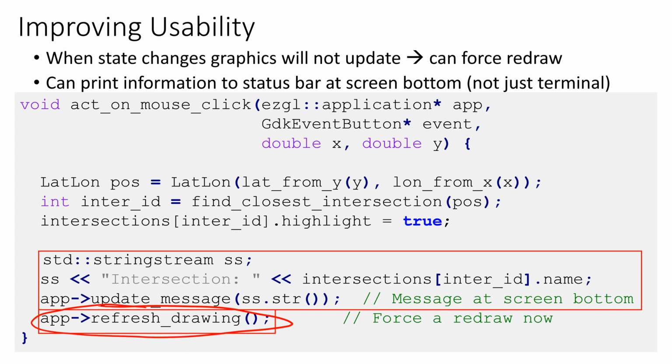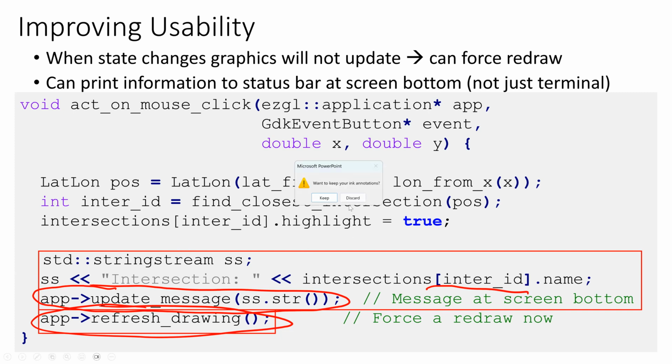The other thing I'm showing you here is I know the intersection ID, and I'm doing a little bit of string manipulation here. So I put it in a string stream to format it. And then I'm calling another function the EasyGL application has called update message. So I'm basically going to put this message, intersection, and then the name in the bottom. There's a little bottom message area in the default user interface layout we've given you. This update message writes things to there. So if you want to write a one-line message, you can do it really easily. So I'm going to show you a demo of that.